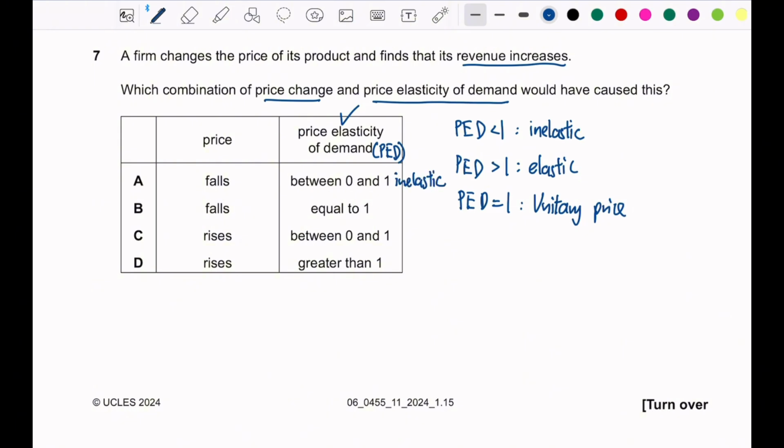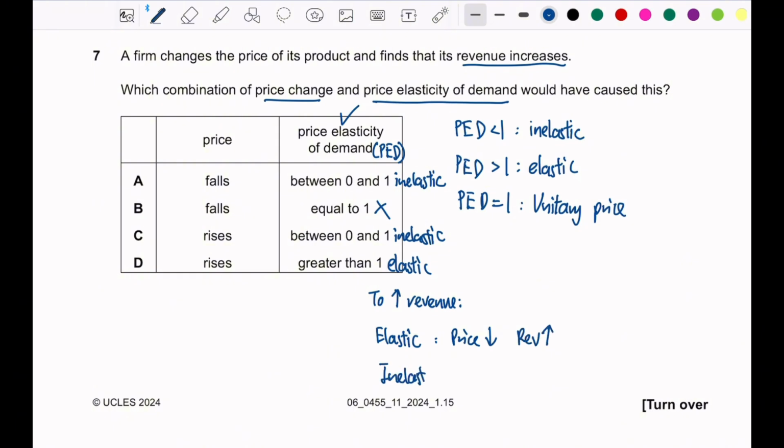And we know that with unitary elasticity, it will not cause any increase or decrease in revenue, because when the price increases, the quantity demanded also changes by the same percentage, so revenue is not affected. Between 0 and 1, it is inelastic. Greater than 1, elastic. So we know that in order to increase revenue, if demand is price elastic, we need to reduce the price. And if inelastic, we need to increase the price in order to increase revenue.